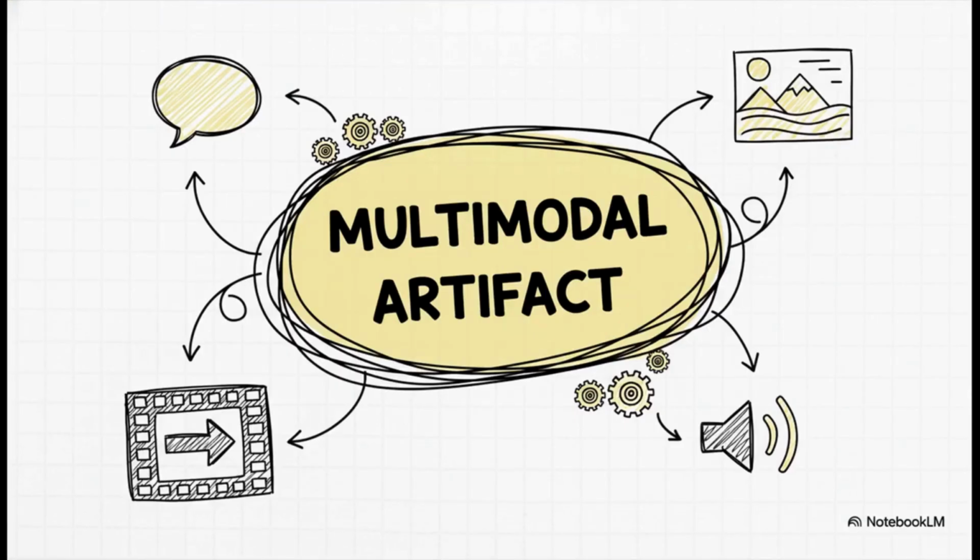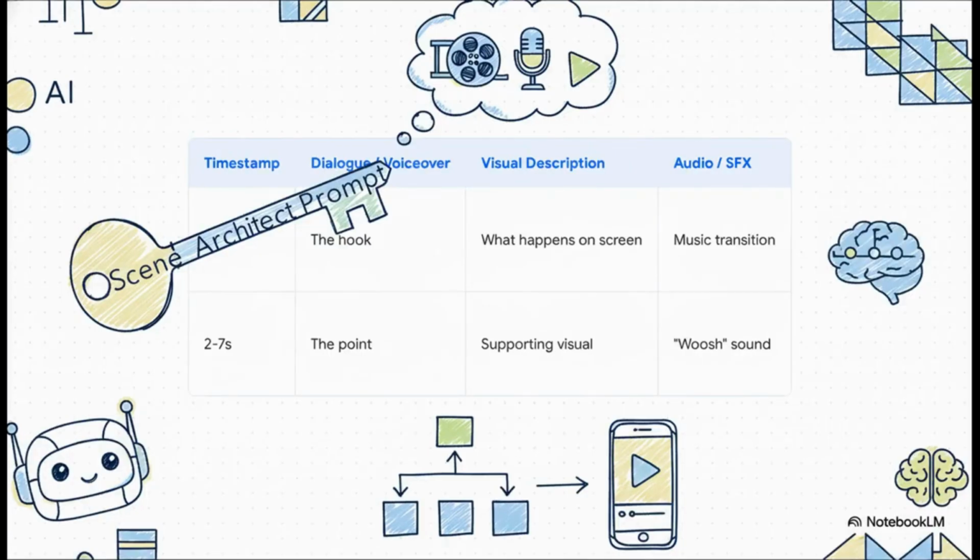First up, step 1, the script. You see, a short video isn't just words on a page. It's what's called a multimodal artifact. It's this perfectly timed dance of words, images, motion, and sound, and that requires a totally new way to think about scripting. And this is the secret weapon. It's called the scene architect prompt. Look at this. By structuring your prompt to an AI in a table like this, you're not just asking for words, you're building a complete storyboard. You're telling it what to show, what to say, and what to hear, second by second.